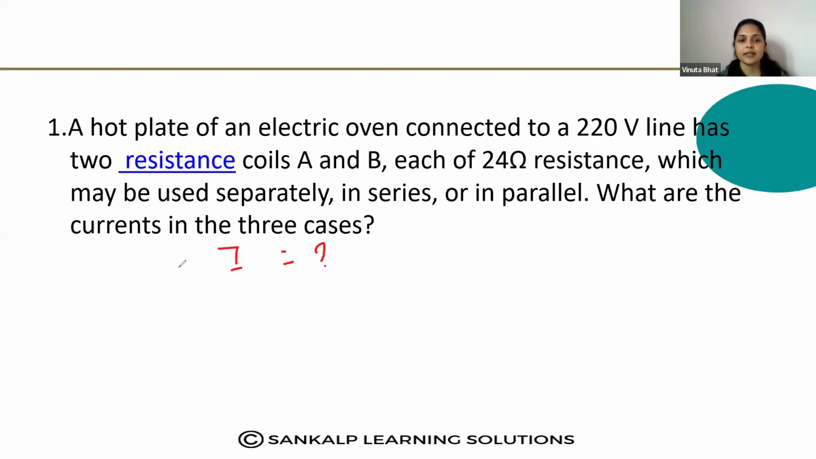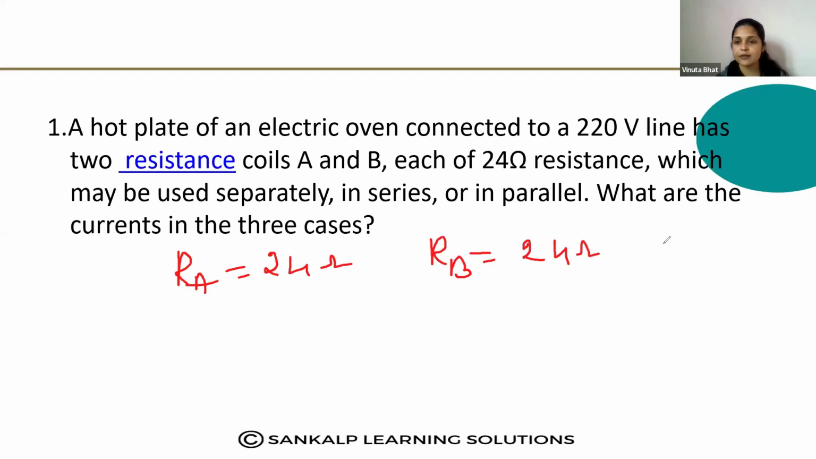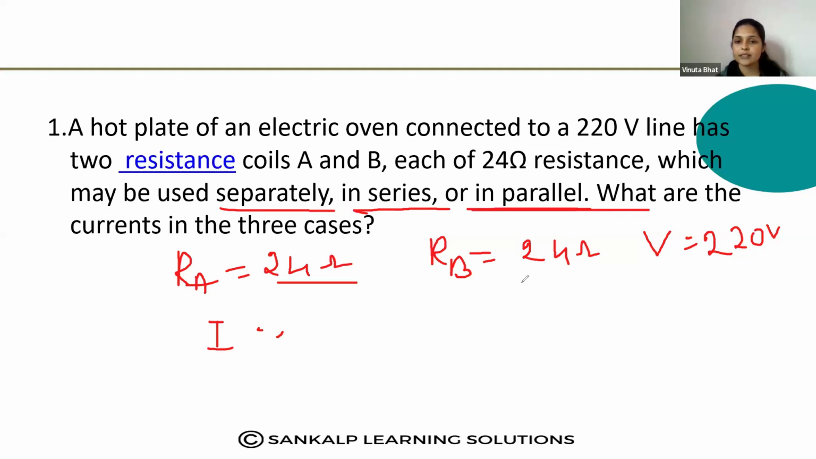Here I will take RA as 24 ohm and RB, that is R2, as 24 ohm resistance, and V is equal to 220 volt. Now we have to find out the I when these resistors are connected separately, when they are connected in series, and when they are connected in parallel. We have to find out the current flow. Please note down the given data. After that, we are solving this question.